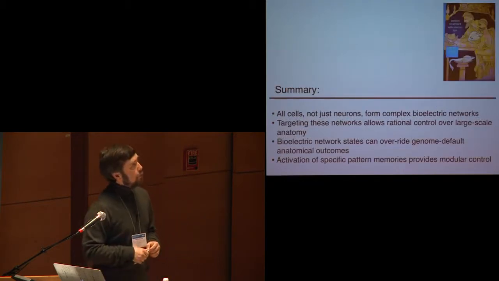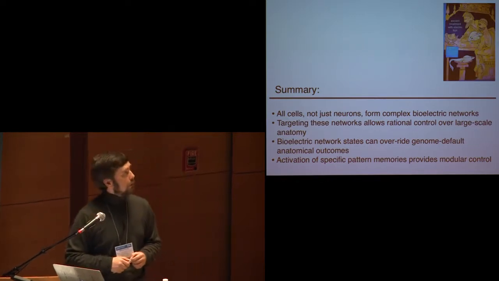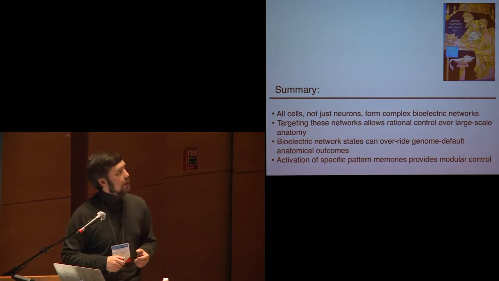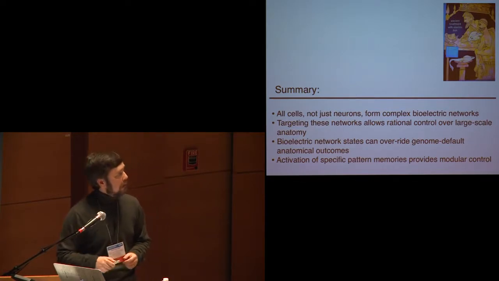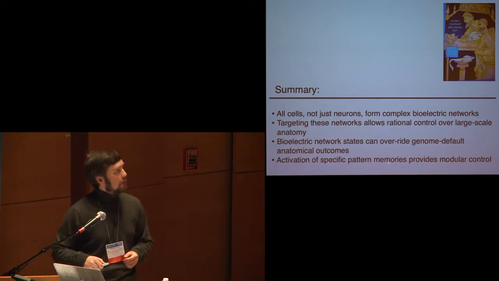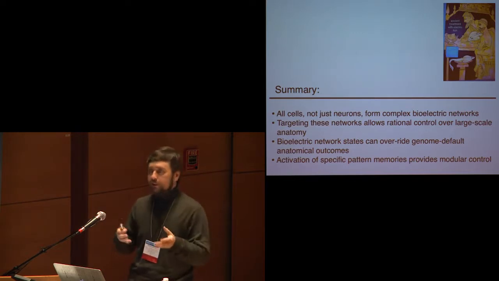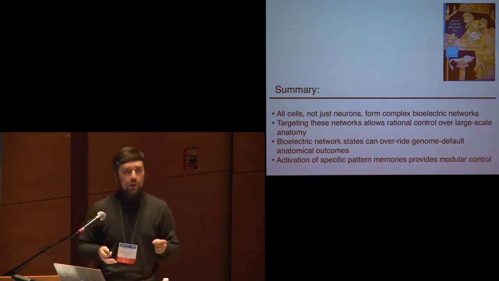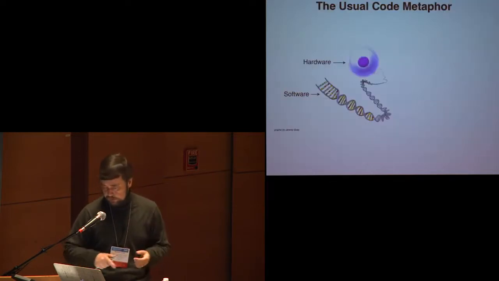So I've told you that all cells, not just neurons, form complex bioelectrical networks, that targeting these networks allows rational control over large-scale anatomy, and we're getting better and better at doing this. That in some cases, these network states can override what would otherwise be a genome default outcome, and that activation of specific pattern memories provides modular control, where we can call up eyes, brains, limbs, and certain other organs without having to specify all the low-level details that we don't know how to specify anyway.